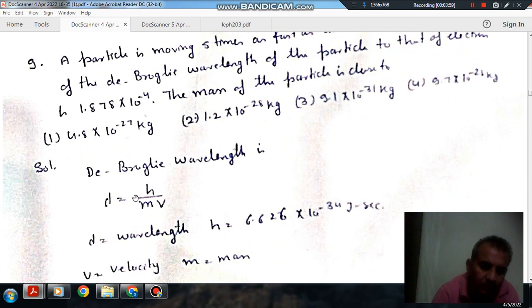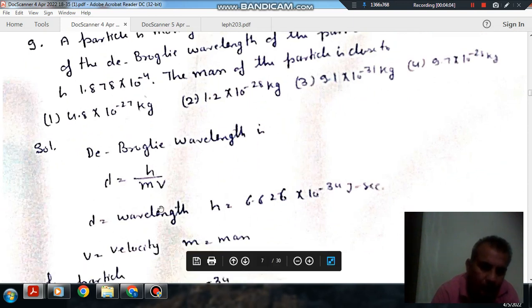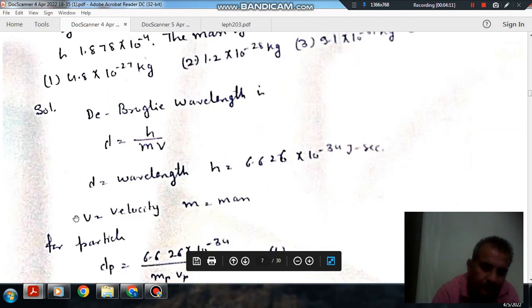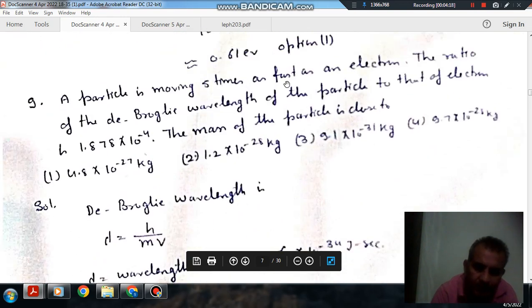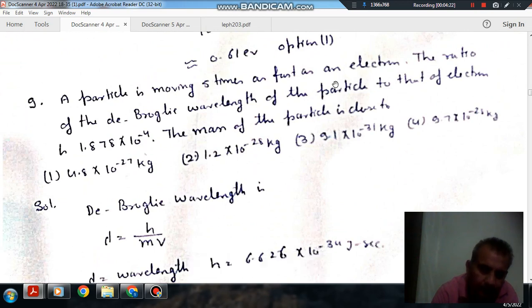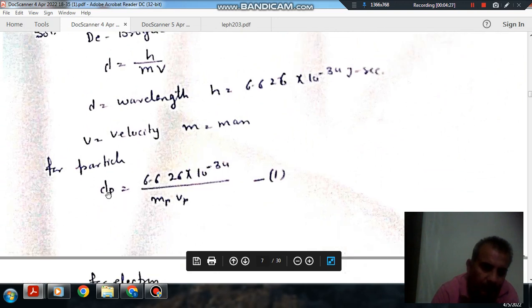Now the de Broglie wavelength lambda is equal to h by mv, where lambda is the de Broglie wavelength and h is 6.626 into 10 to the minus 34 joule second. This is the momentum, where v is velocity and m is mass. When we consider the particle, we take m p and v p, and the wavelength will be lambda p. The value of h is 6.626.